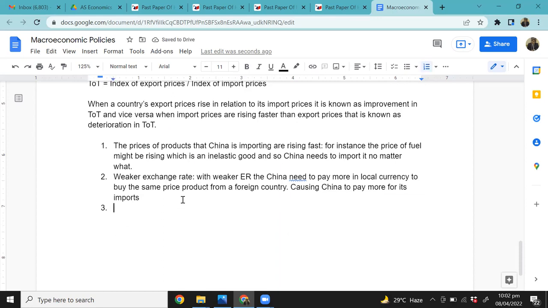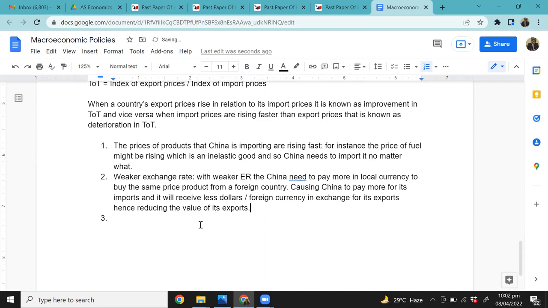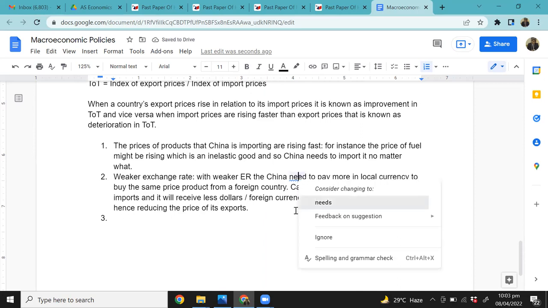Causing China to pay more for its imports, and it will receive less dollars. So we are just referring to dollars as foreign currency. Could be any foreign currency, not just dollars, obviously. And it will receive less dollars, foreign currency, in exchange for its exports, hence reducing the value of its exports. Yes or no? A better word than value would be price, reducing the price of its exports, right? So that's another reason why this deterioration might have happened.